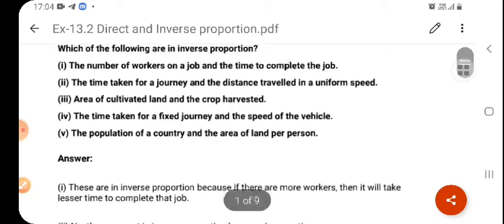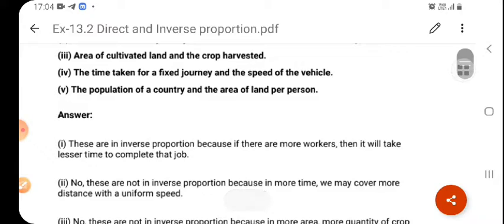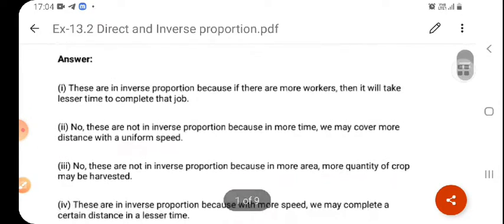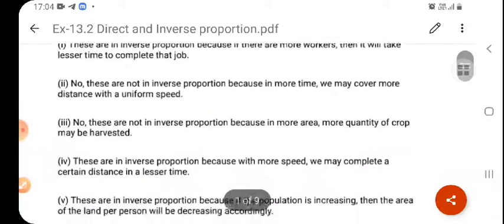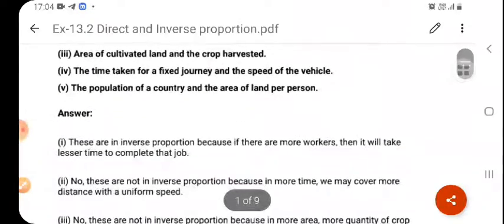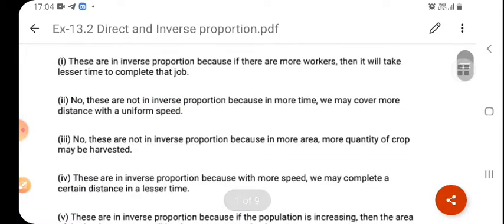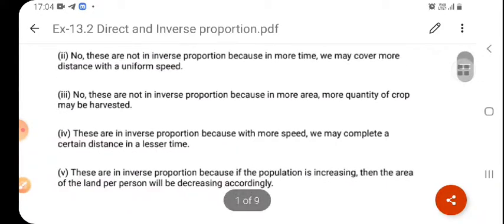Okay, now the time taken for a journey and the distance traveled at a uniform speed. So these are not in inverse proportion because in more time we may cover more distance. And the third one is the area of cultivated land and the crop harvested. The more the area, the more the crops. So it is also direct proportion.